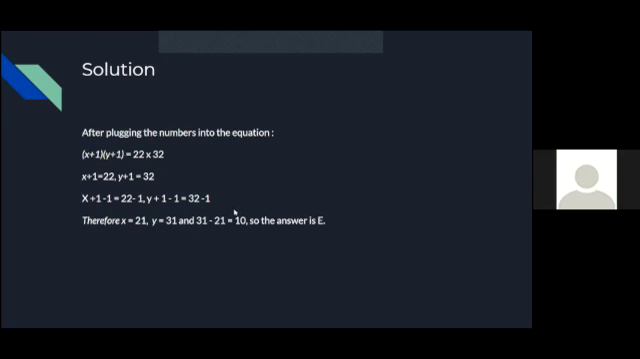After we use algebra to solve this, we get x plus 1 minus 1 equals 22 minus 1, and y plus 1 minus 1 equals 32 minus 1. Therefore, x equals 21 and y equals 31. And 31 minus 21 equals 10. So the difference between the two numbers is E, or 10.